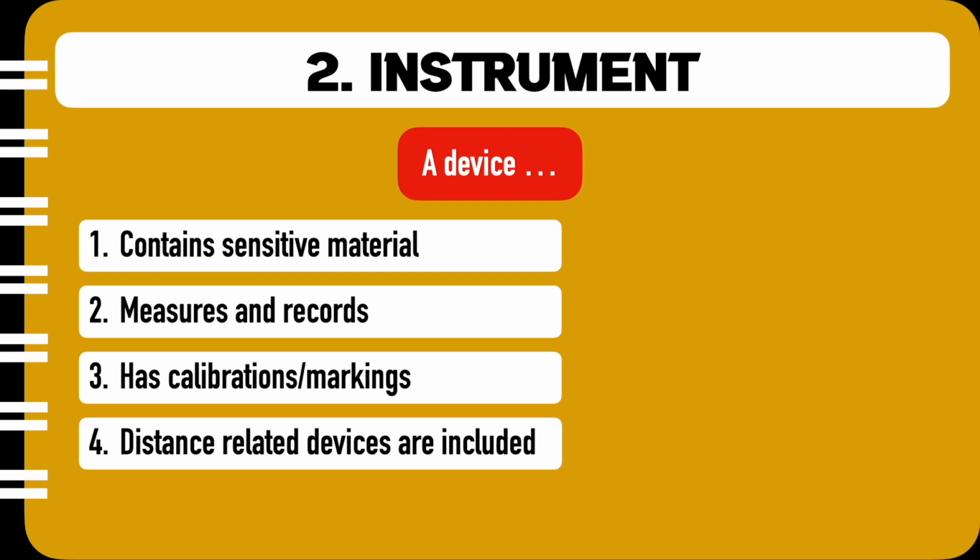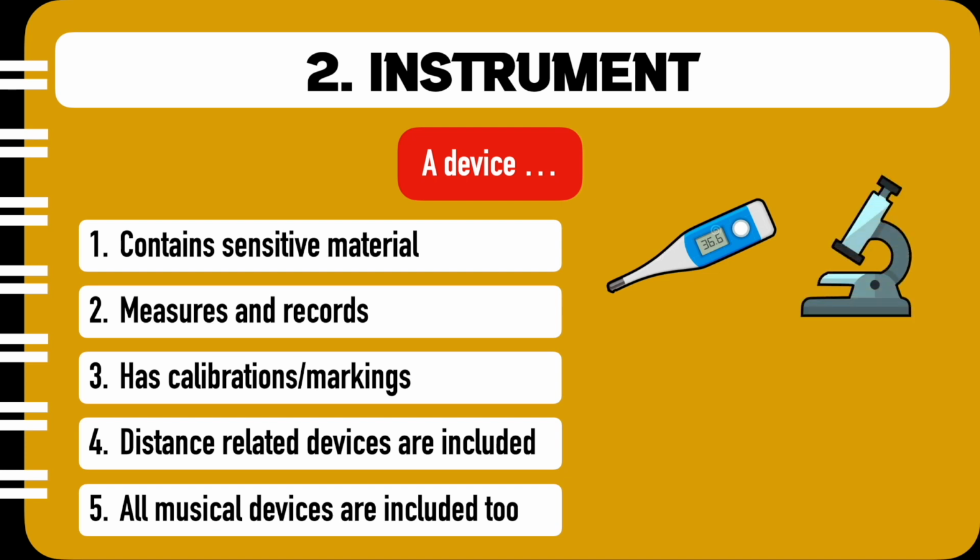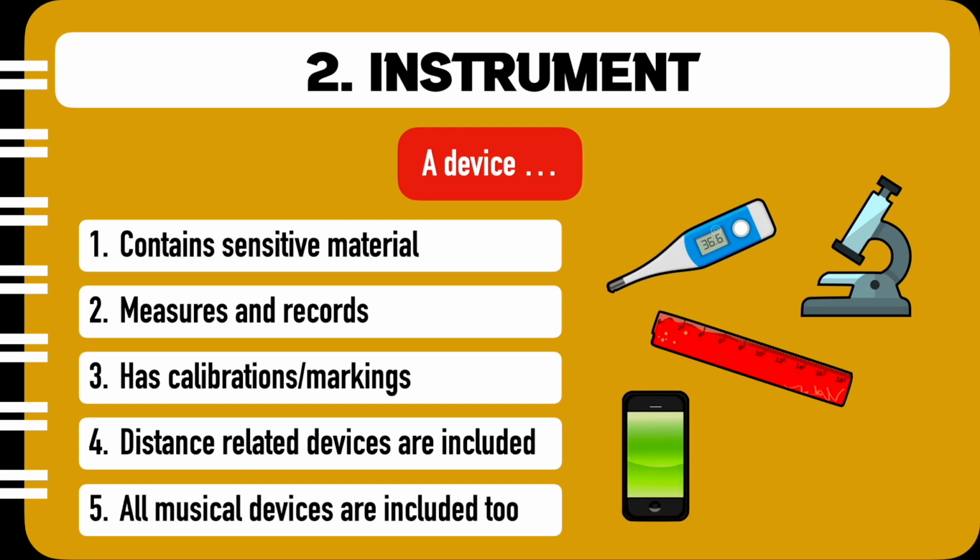Similarly, if you're talking about a handset like a telephone or a cell phone, these are also distance-related and hence they come under the category of instruments. Lastly, all musical devices are also included under instruments. Let us take a few examples here. We have the thermometer, which is an instrument. We have the microscope, and as I said, anything with a focal length, anything that relates to distance comes under instruments. We have a scale or a ruler with etchings, markings on it. Here is a cell phone, which is again distance related. And last of all, we have a guitar, which is a musical instrument.